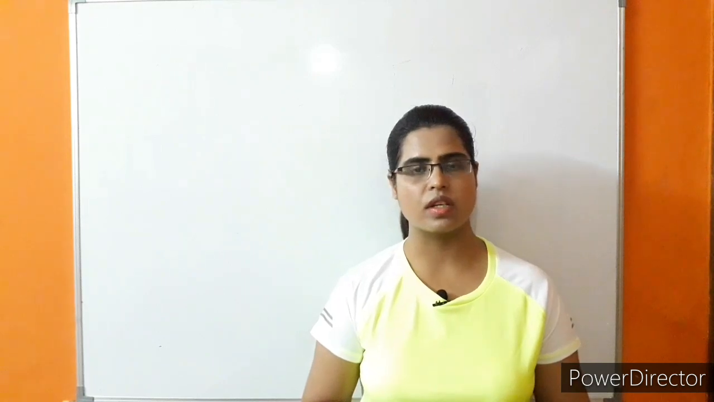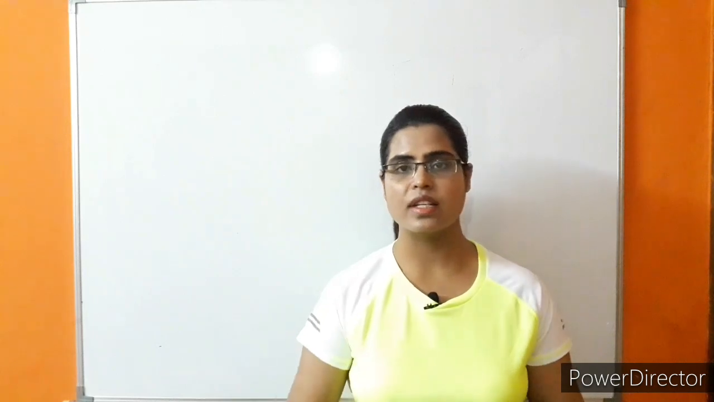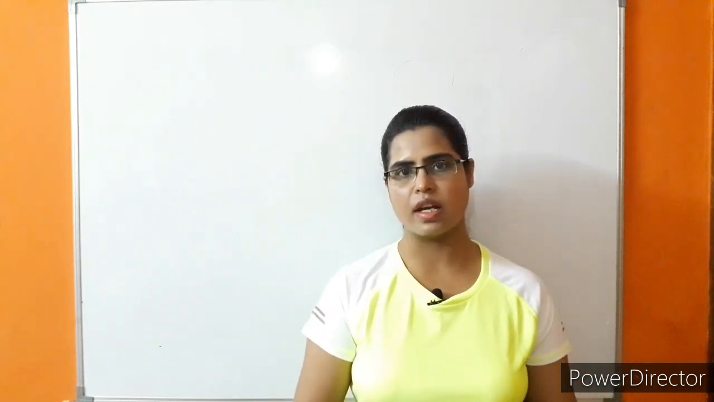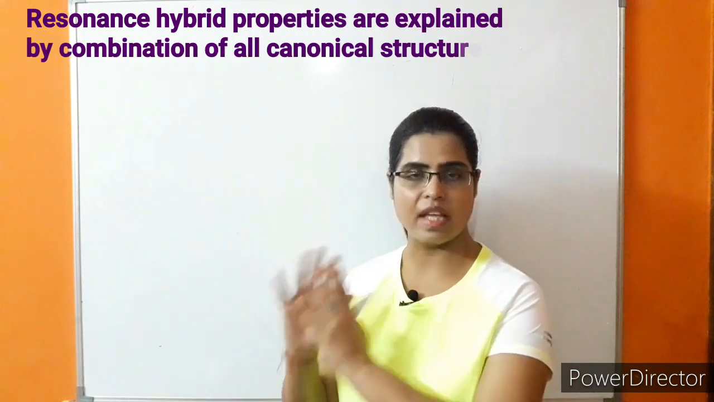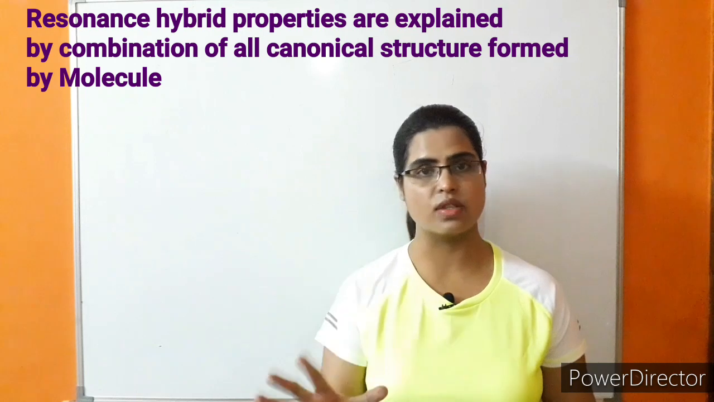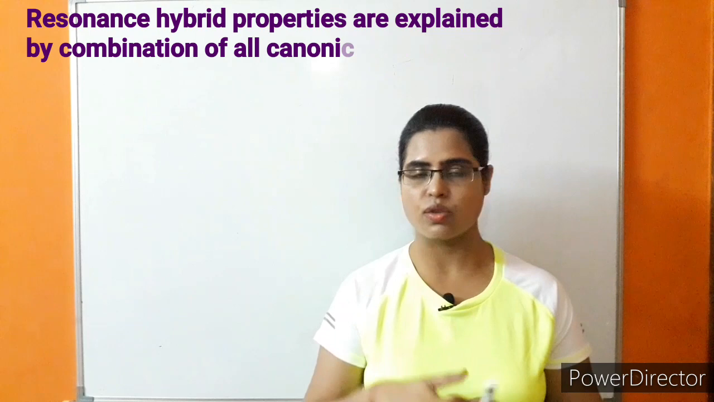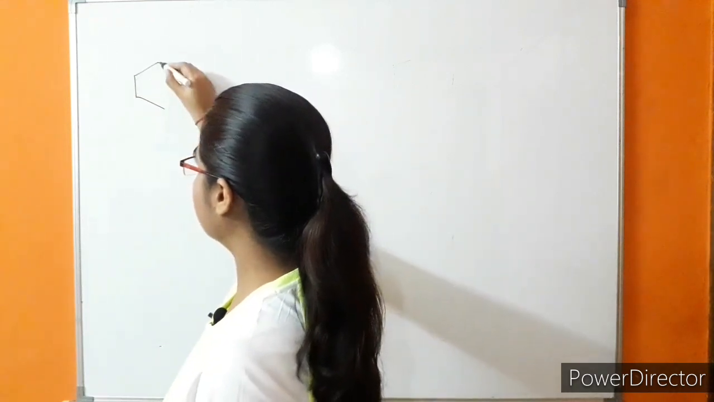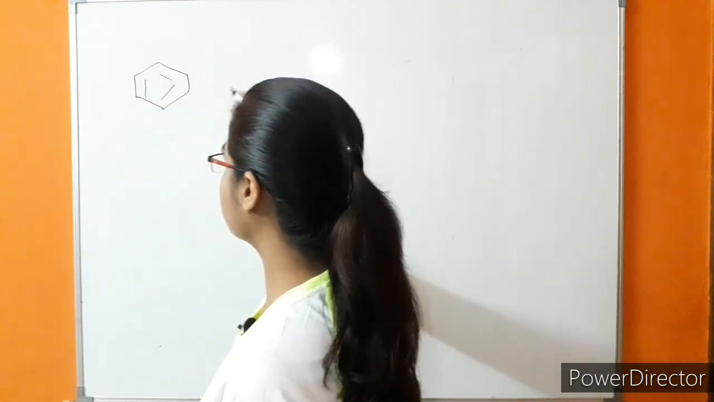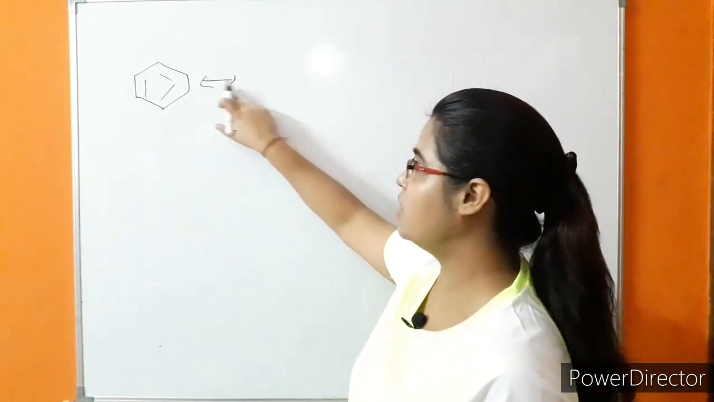An individual canonical structure does not represent all the properties of the particular molecule, whereas the combination of all the canonical structures of the molecule explains the properties of that molecule, and this is the resonance hybrid, which is a combination of all the canonical structures. So let's see, in the case of the benzene ring, how many canonical structures are formed. In the benzene ring, there are two canonical structures, and canonical structures are represented by the double arrow.